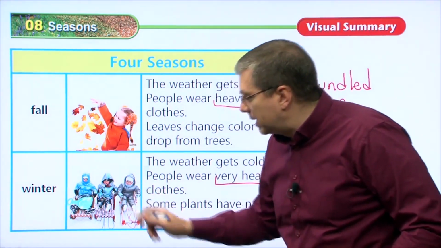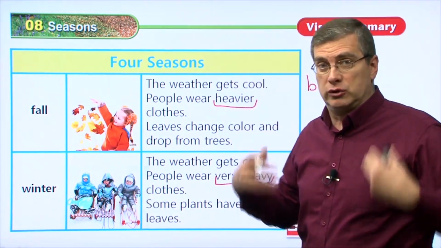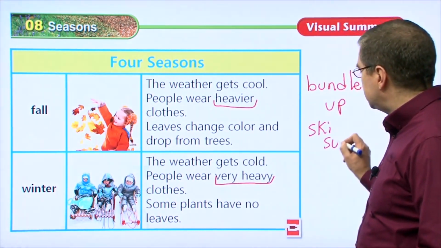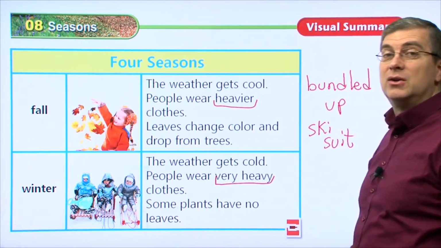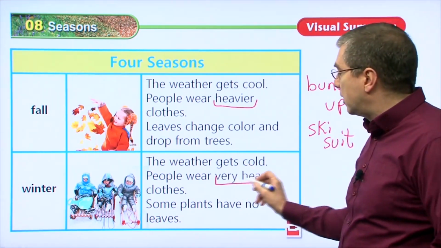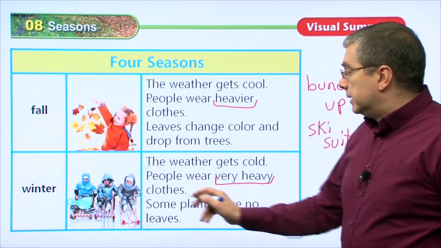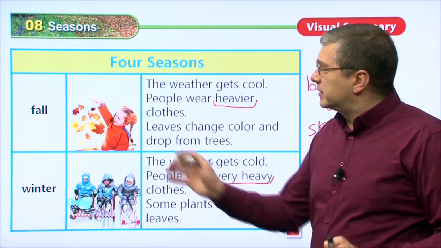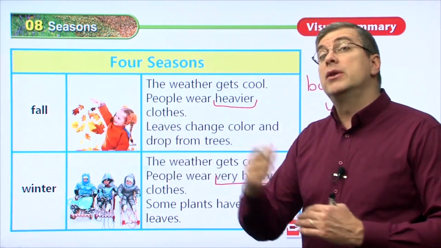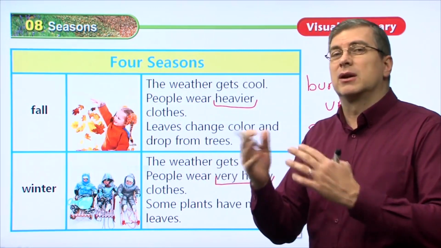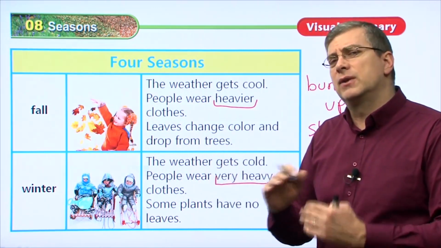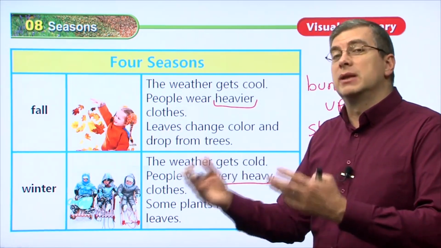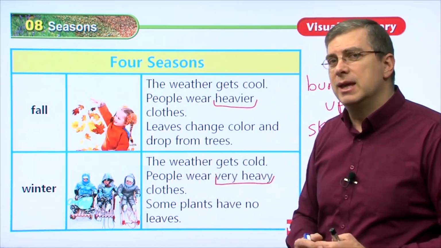In fact, I think this boy here, he's wearing a complete ski suit, right? So he is very bundled up, right? He's very warm. He's wearing very heavy clothes. Some plants have no leaves. That's interesting. If you look outside, some trees will lose their leaves, but other trees will keep their leaves or their greenness. Okay, there's different types of trees. Some trees will lose all their leaves. Some trees will keep the leaves, depending on what kind of tree it is.